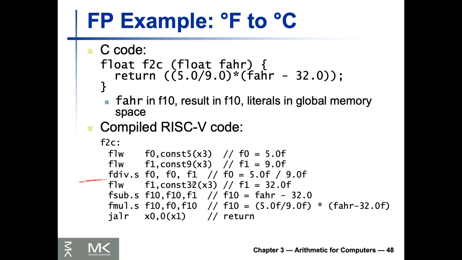Then after that, we're gonna load the constant 32 here and subtract it from FAHR, which is F10. And finally, we multiply the two intermediate results and return. Okay, was that clear?